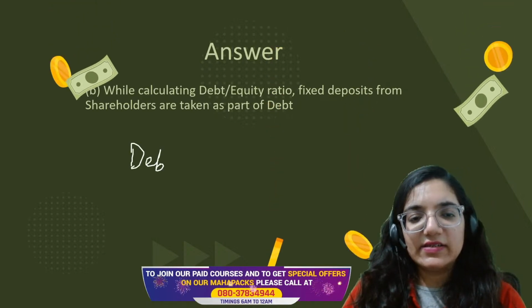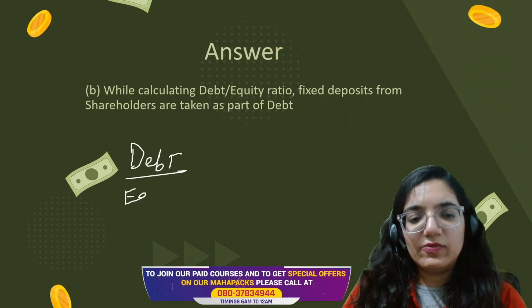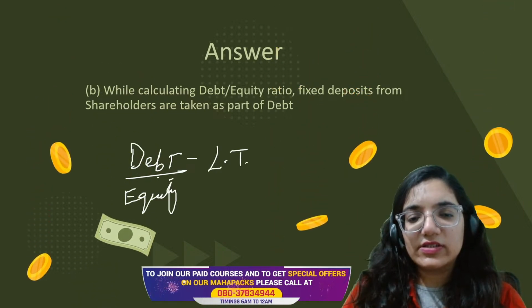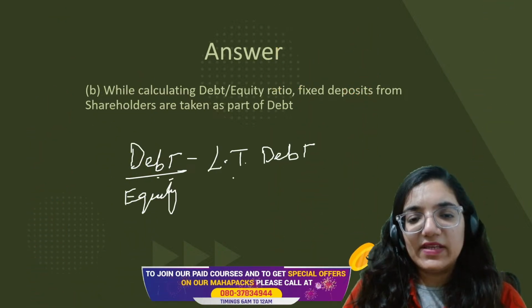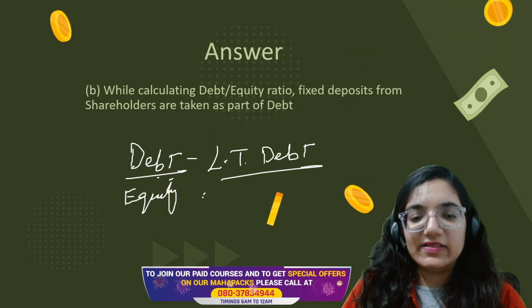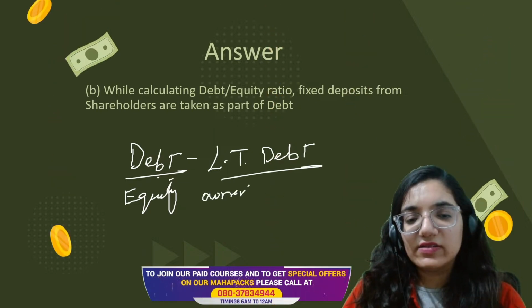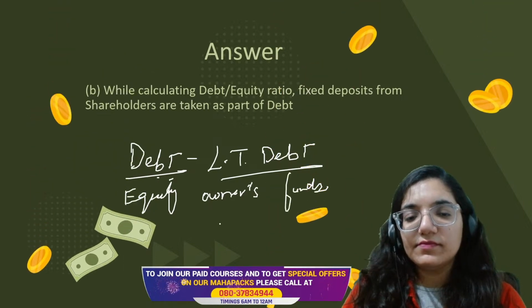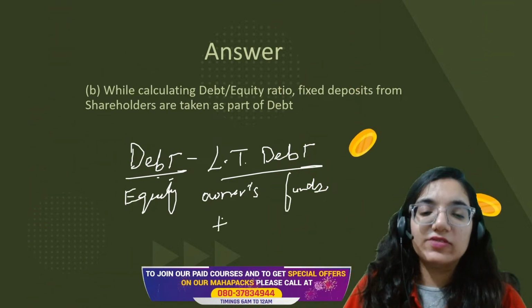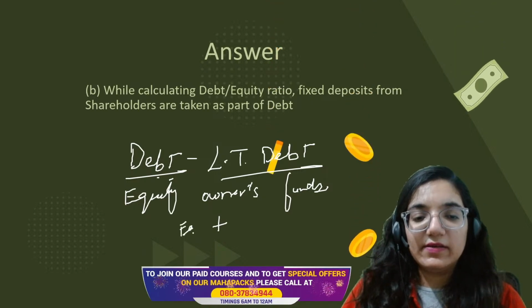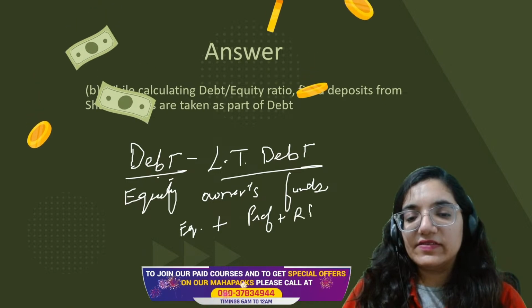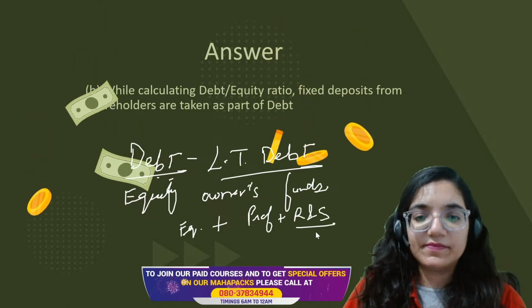Debt upon equity can be stated as: this is the long-term debt and this is the owner's capital. This includes owner's funds. Owner's funds include equity plus preference plus reserves and surplus. Okay.